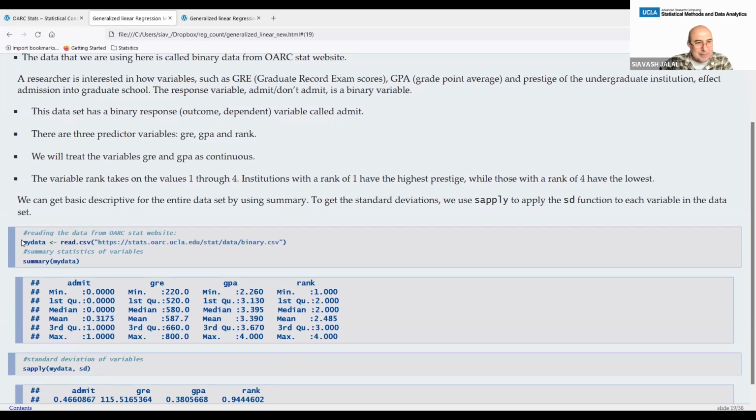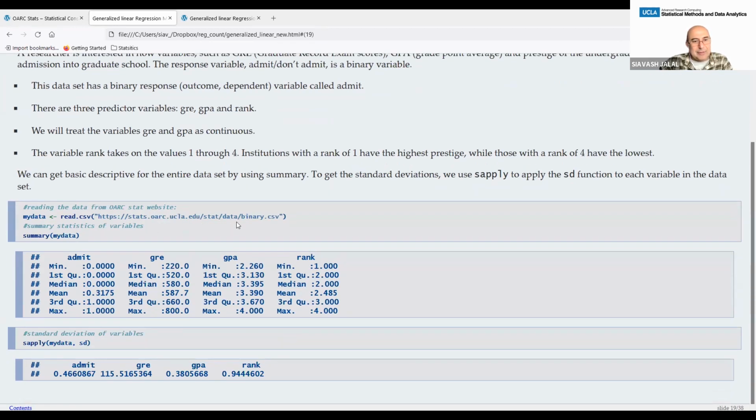You can copy and paste the data from here. Also, this code exists in the code file, and the file name is binary, which is just the admission database, right? 4 random variables. And the regression that we want to run asks what is the effect of the GRE and GPA scores and the rank on the outcome, on the probability of admission, basically.